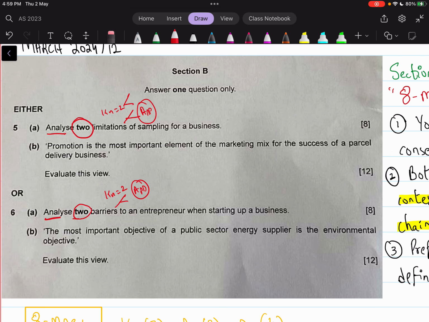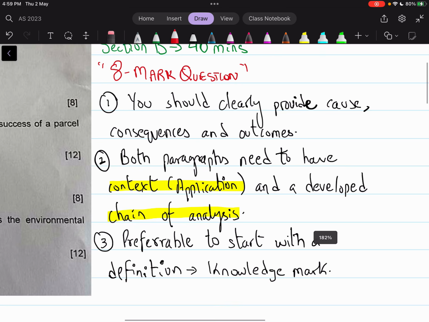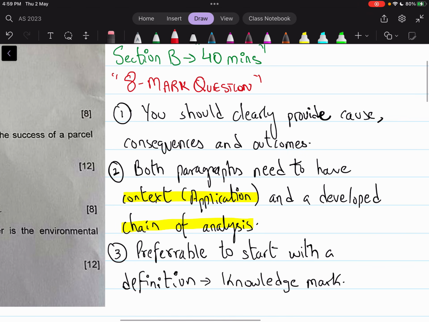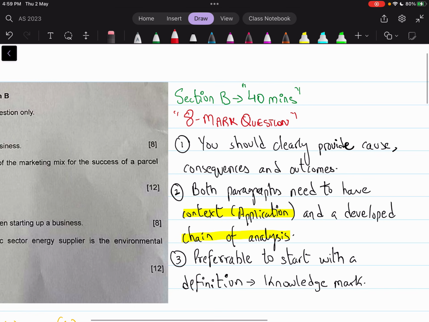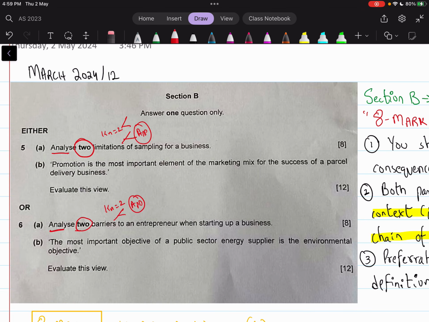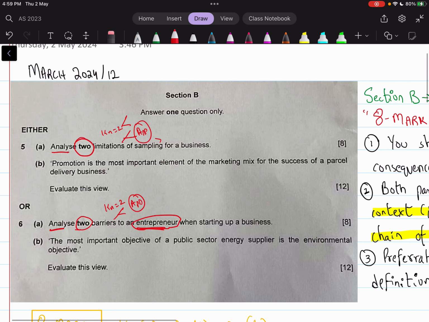So you can talk about a school, restaurant, bank, airline, hospital, hotel, or any other business that you are comfortable with, to be very honest. So in an 8 mark question, you can clearly see the tips that I've mentioned: both paragraphs need to have examples and it is preferable to start with a definition. For example, you can mention the definition of an entrepreneur to begin with, and in this case you can mention the definition of sampling to begin with.